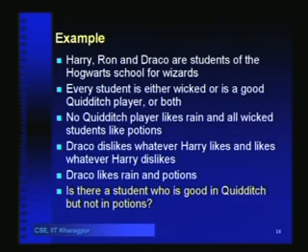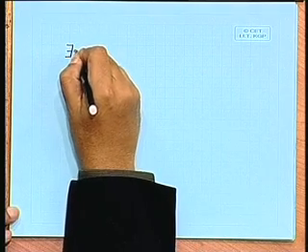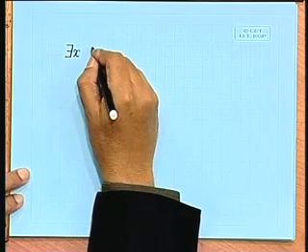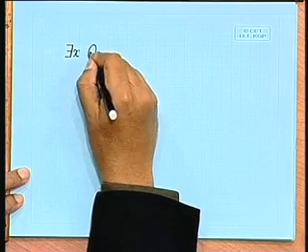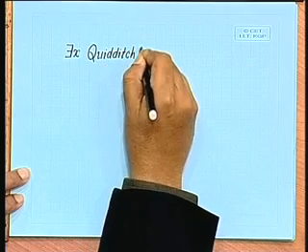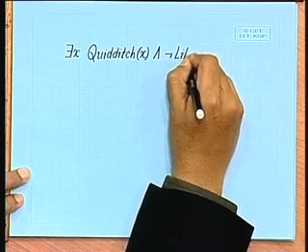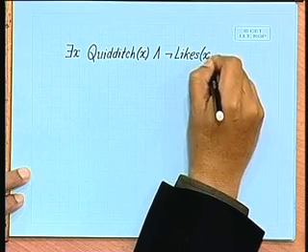Now, we will encode the goal and insert the negation of the goal into the knowledge base and try to deduce a refutation. So, the goal says, is there a student who is good in Quidditch, but not in potions? If we have to write that in first order logic, we will say there exists X who is good in Quidditch and does not like potions.